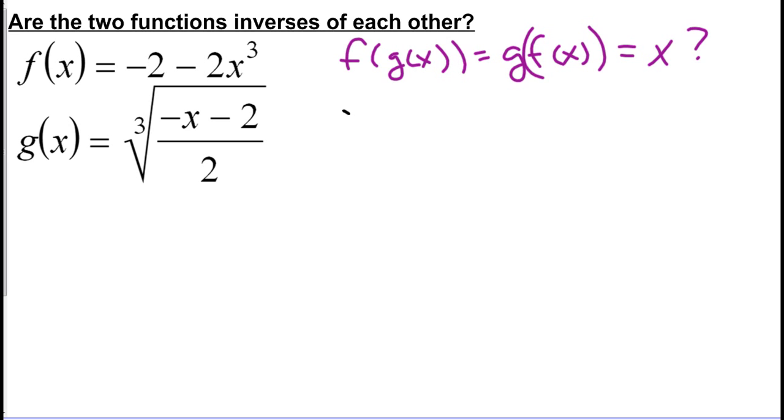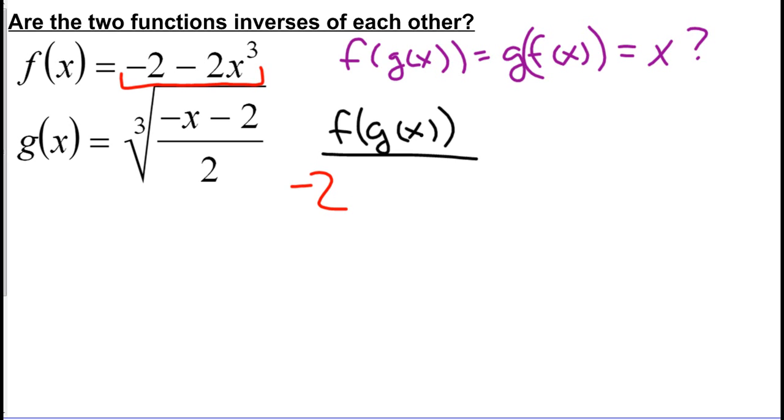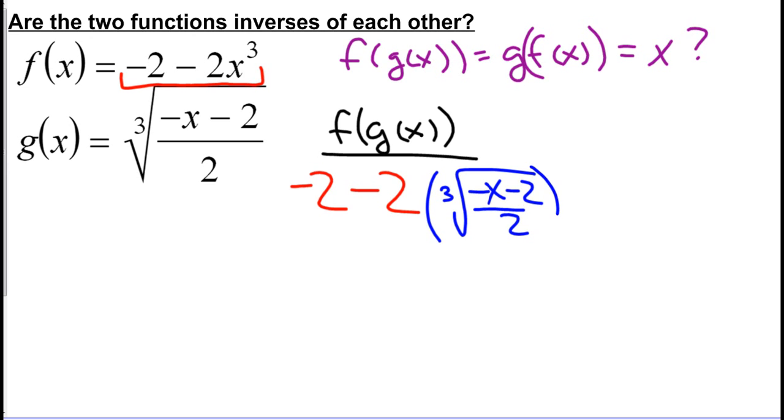So f of g of x, right? F is -2 minus 2 times some stuff that I cube. Okay, so I'm going to take the g and I'm going to plug it in for that x over there. So it's going to be -2 minus 2 times some stuff that I have to cube. Well, that stuff is going to be the cube root of (-x minus 2) over 2. And then of course I am going to cube that.